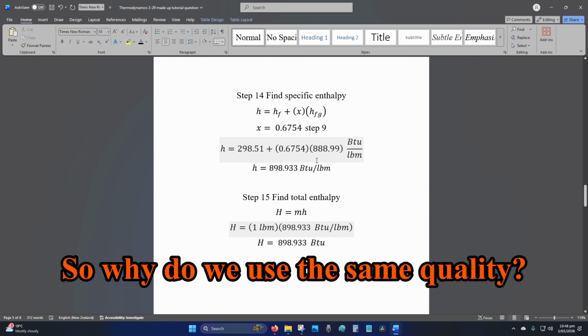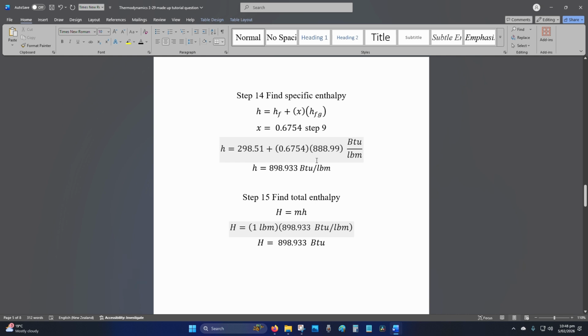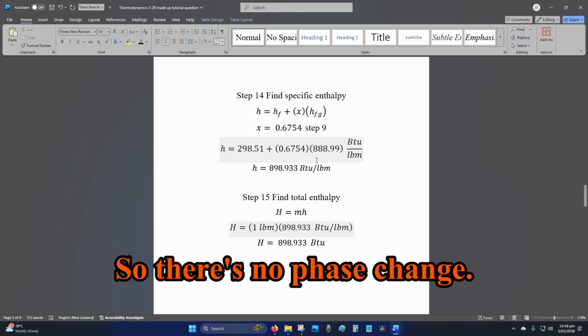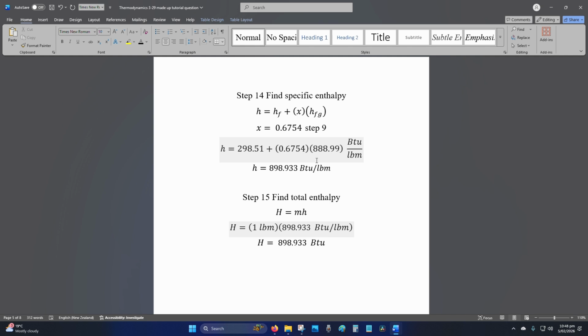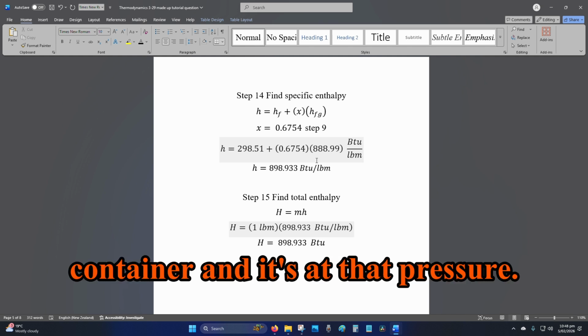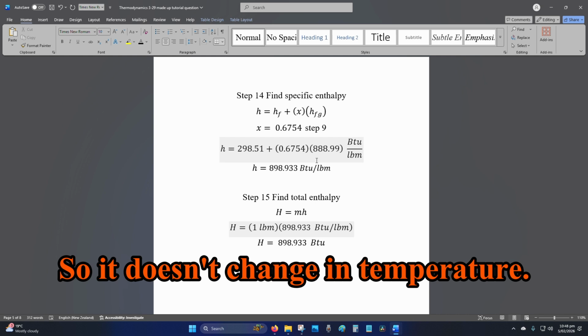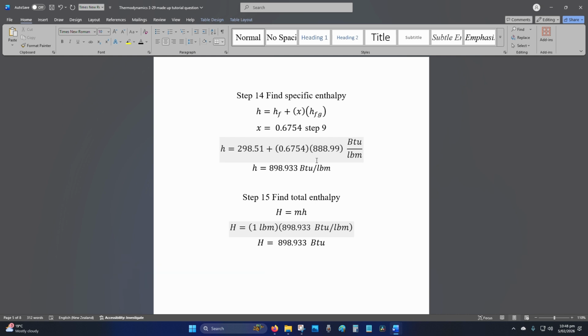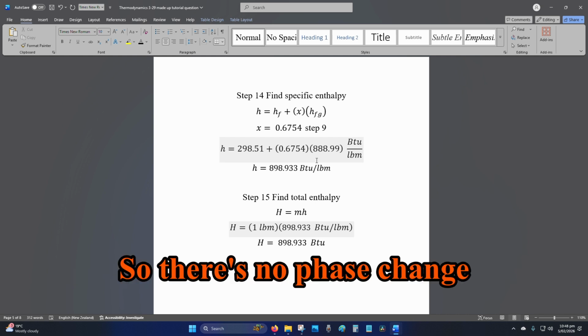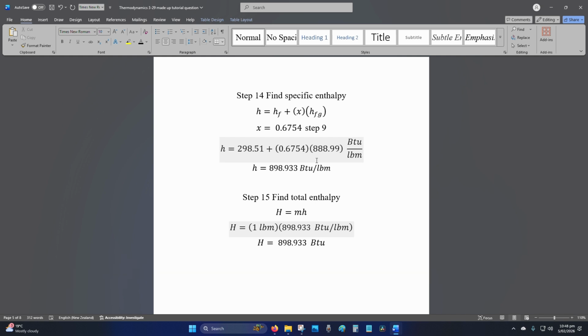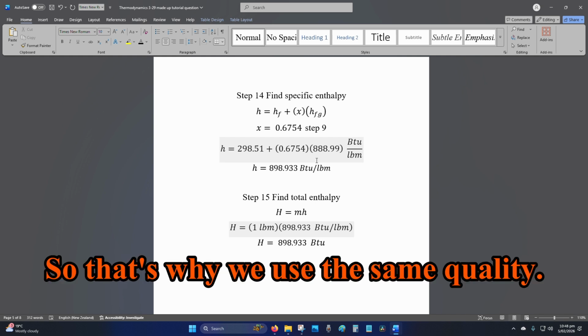So why do we use the same quality? So there's no phase change. It's just inside the container and it's at that pressure. So it doesn't change in temperature. So there's no phase change and the pressure remains constant. So that's why we use the same quality.